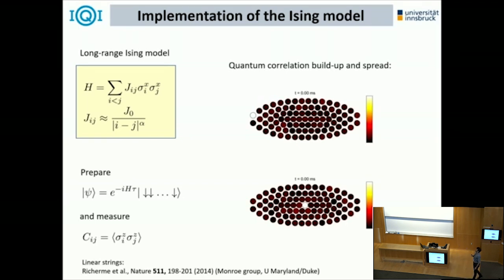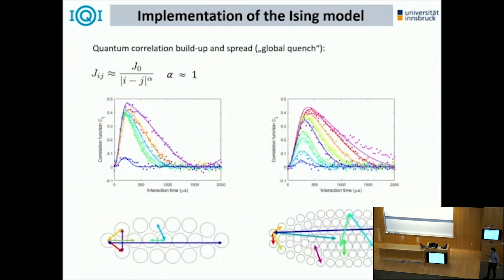This has been done here in Chris Monroe's group for linear chains, but it also works here in these 2D crystals. So for instance, we can look over time at the correlations between this left ion here and all the others, and you see nicely that these correlations build up, and after some time they disappear again. And to look a bit more quantitatively, the nice thing is that this can be simulated very efficiently, classically.